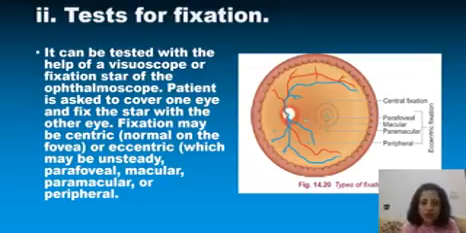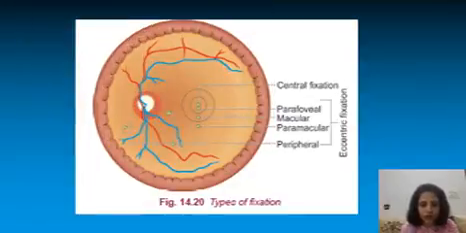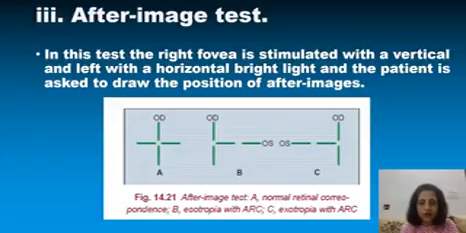Now, test for fixation. It can be tested with the help of a visuoscope or a fixation star of the ophthalmoscope. The patient is asked to cover one eye and fix the star with the other eye. Fixation may be centric, on the fovea, or eccentric, which can be parafoveal, macular or paramacular, or a peripheral fixation. Types of fixation.